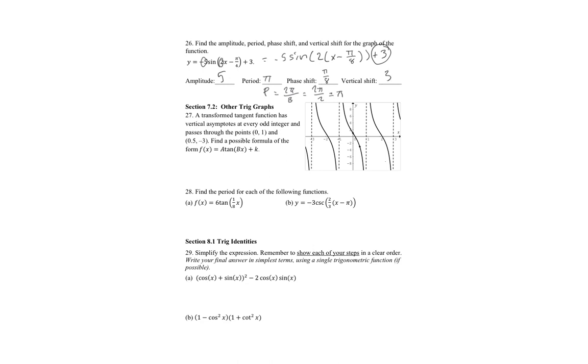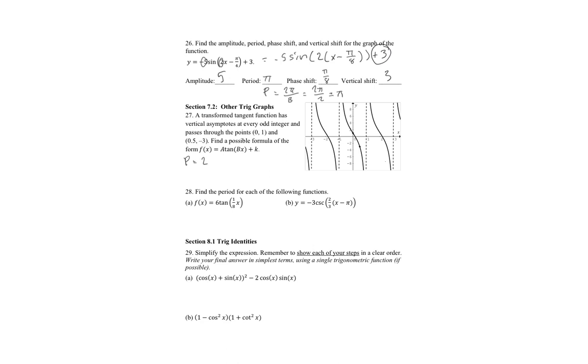Okay, so for number 27, we have a transformed tangent function. And it tells us some points that it passes through, and we have to find a possible formula for this tangent function. Okay, so first, we can see that the period, or the repeating of the asymptotes, is repeating every 2, right? There's a distance of 2 between the negative 1 and 1 and the 1 and 3. So we know that the period is going to be equal to 2.